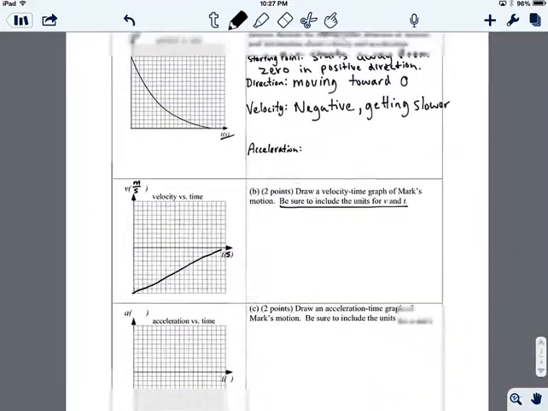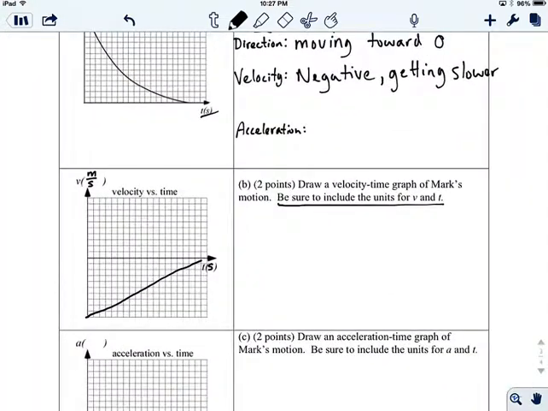So my velocity versus time. See what I've done. I'm below the line, which accounts for that negative part, and getting slower means I'm getting closer to that axis. All right, so good. Now I've got 2 points. Piece of cake. Now acceleration.